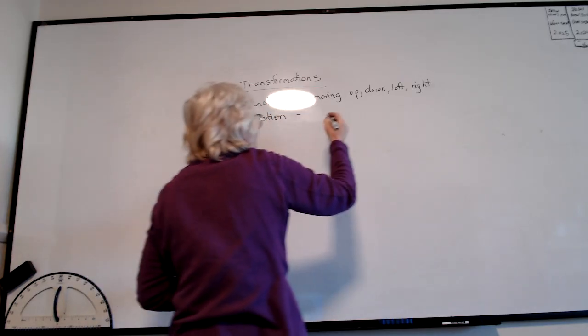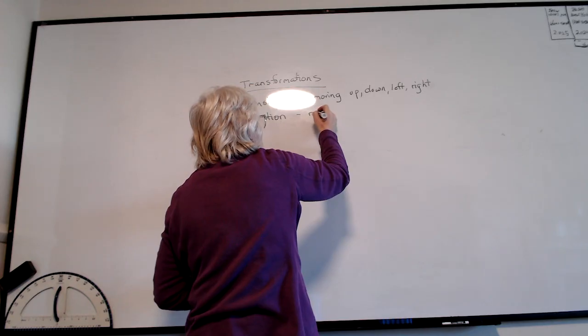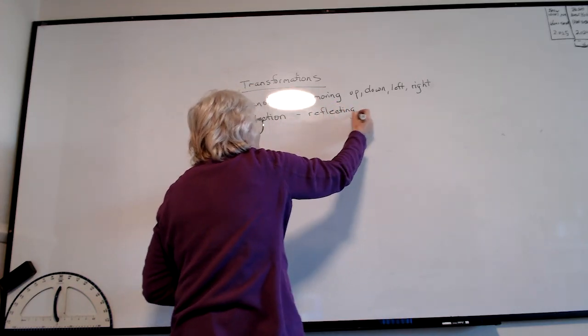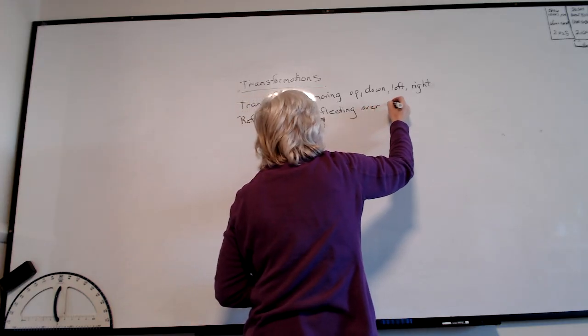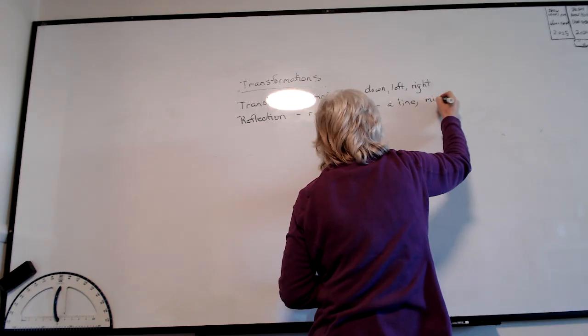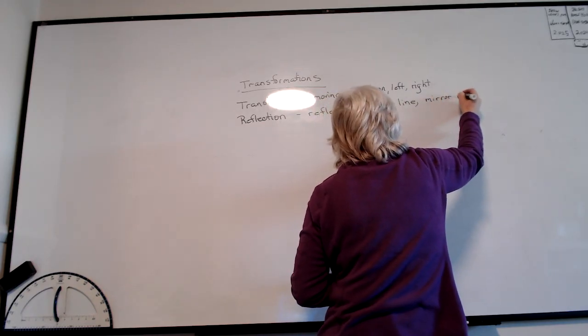Okay. A reflection. Basically, we are reflecting over a line. And basically you get the mirror image.